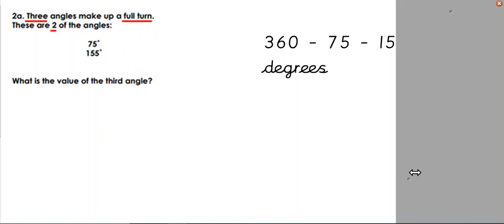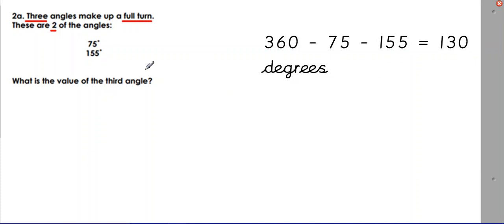Okay, let's have a look then. So I would have added these two together. So 155 add 75 and then subtracted that from 360, which would give you 130 degrees. Well done if you got that one correct.